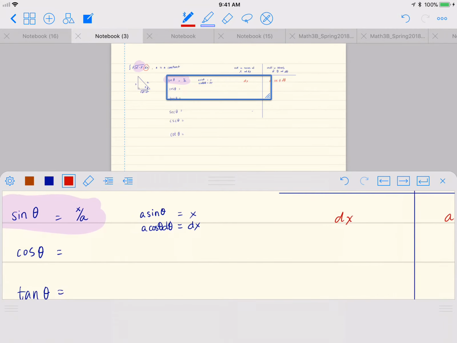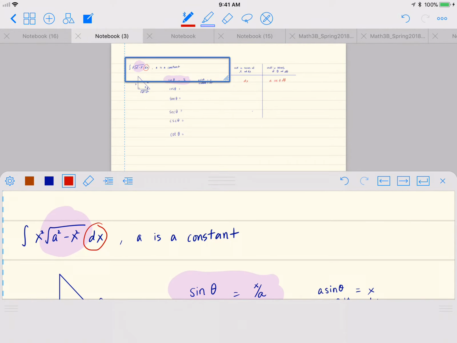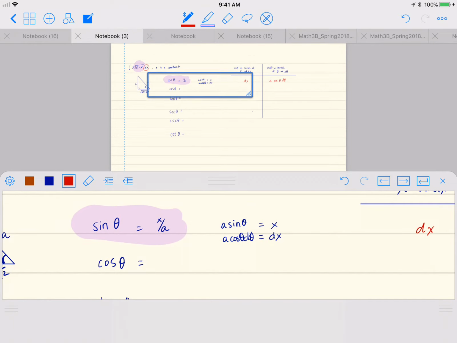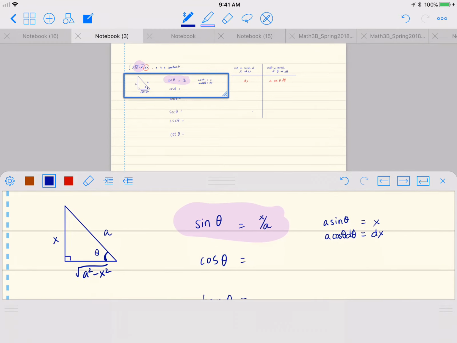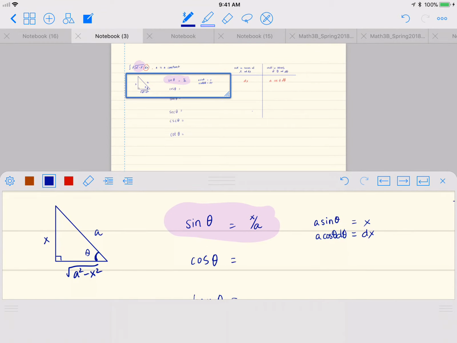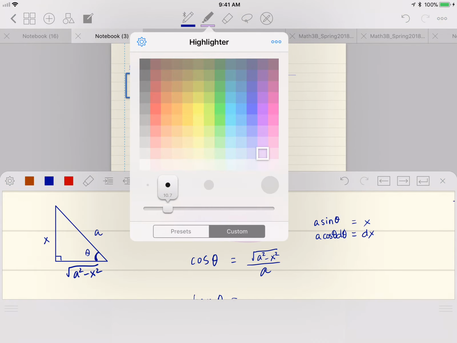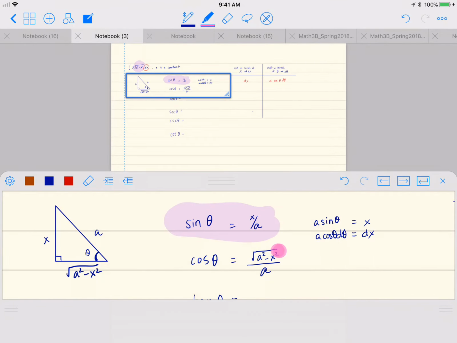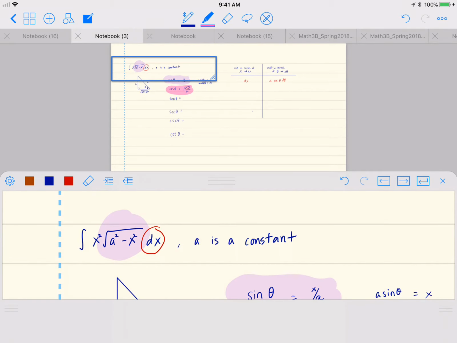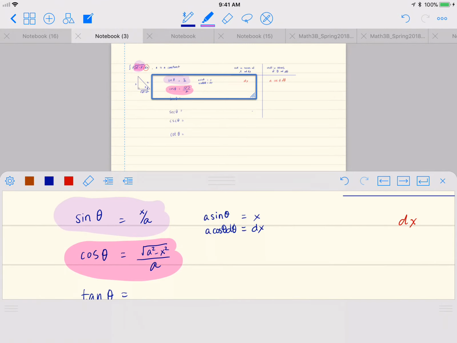All right. Now what else do I have? I've got an x squared and a square root of a squared minus x squared. Okay. What is cosine of theta? Cosine of theta is going to be square root of a squared minus x squared over a. Bam. I'm going to use this. This one is going to be used for that part right there, for that part of the integrand.